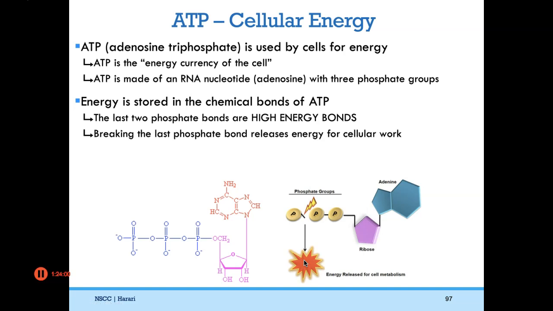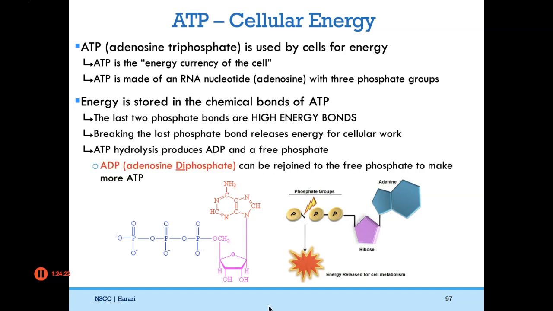So breaking that last phosphate bond releases energy for cellular work. This bond over here does have some energy too, just not as much. When this third phosphate gets broken off, or hydrolyzed, we then have ADP, adenosine diphosphate, and a free phosphate group. We'll talk a lot more about ATP in another chapter, but adenosine diphosphate can then be rejoined to the free phosphate to make more ATP, adenosine triphosphate.